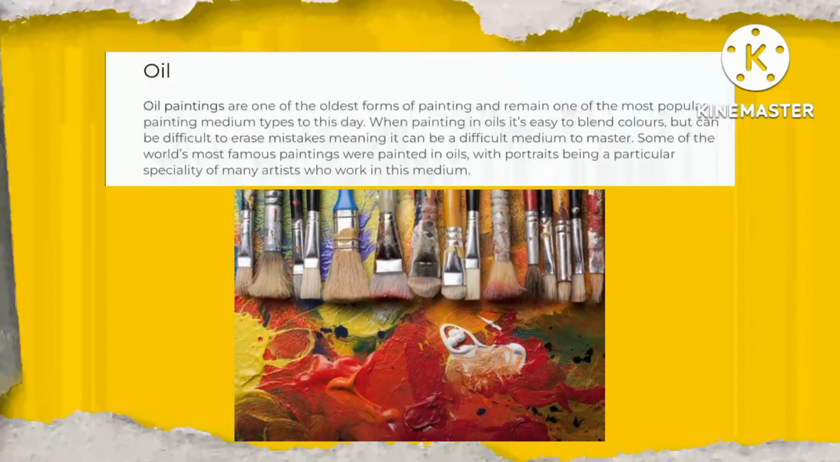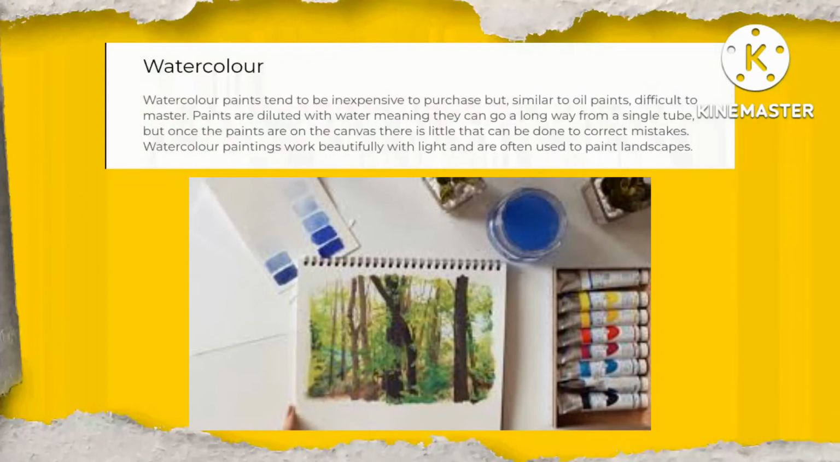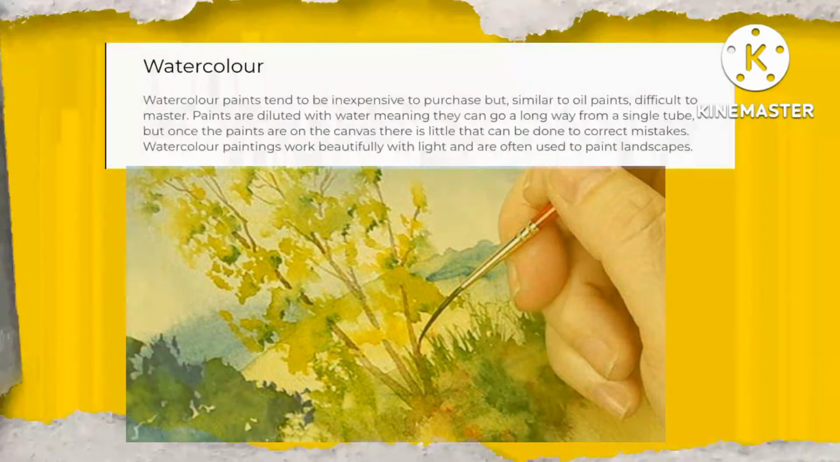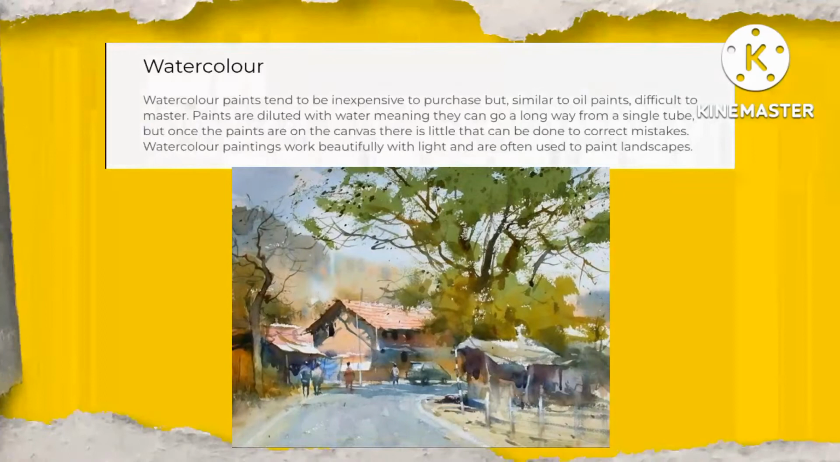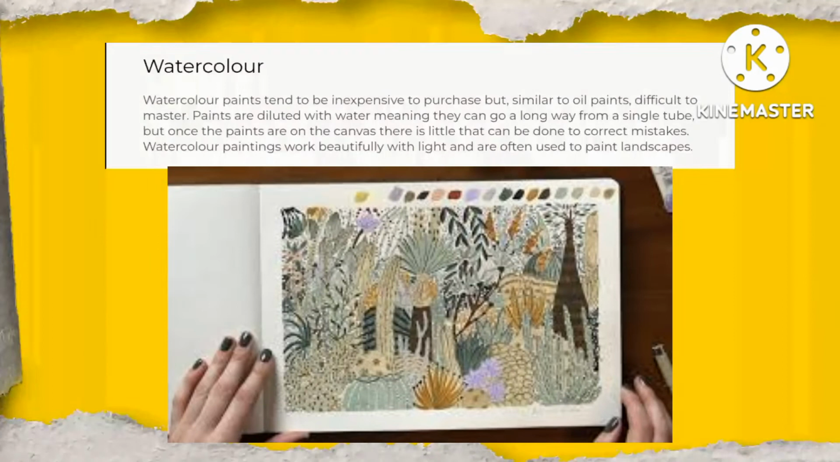Watercolor. Watercolor paints tend to be inexpensive to purchase, but similar to oil paints, difficult to master. Paints are diluted with water, meaning they can go a long way from a single tube. But once the paint is on the canvas, there is little that can be done to correct mistakes. Watercolor paintings work beautifully with light and are often used to paint landscapes.